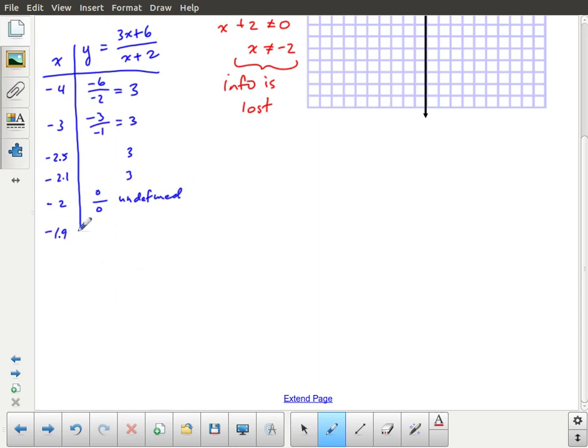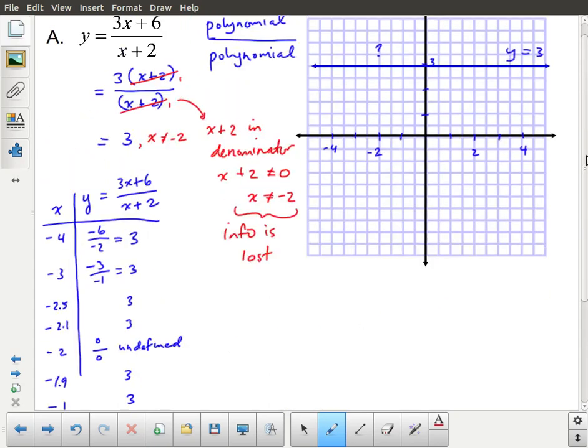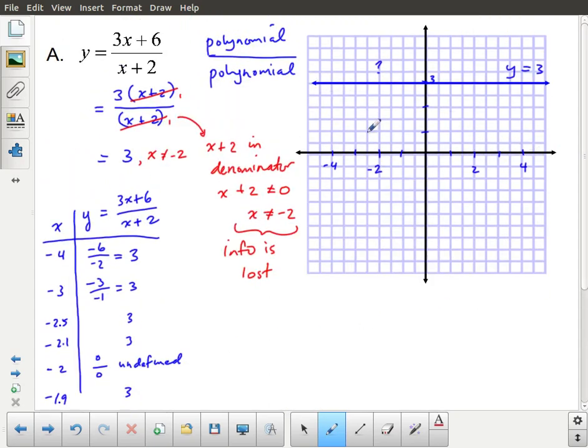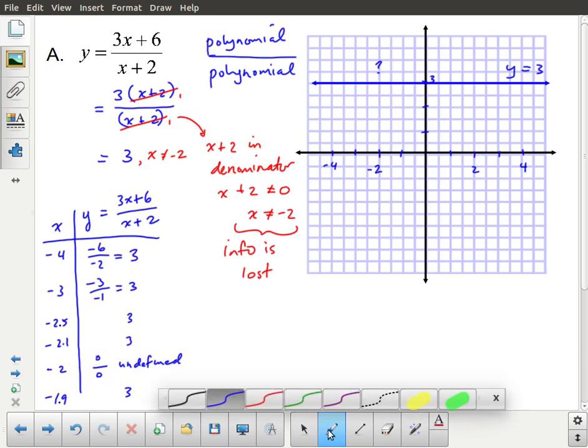Negative 1.9 would give me an answer of 3. Negative 1 would give me an answer of 3. 0 gives me an answer of 3. And so on. I just keep getting 3's. So that's where this horizontal line comes from. No matter what value of x I put in here, I end up with a y value of 3. But at this one particular x value of negative 2, I end up with a result that is undefined.